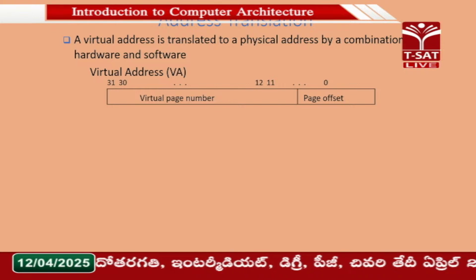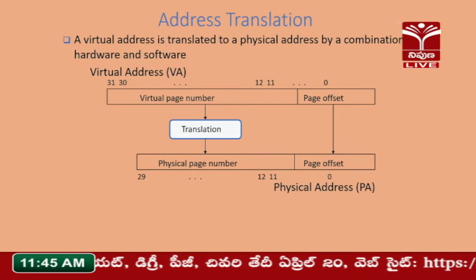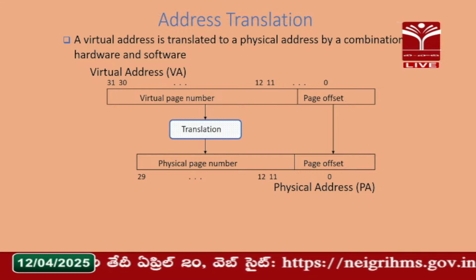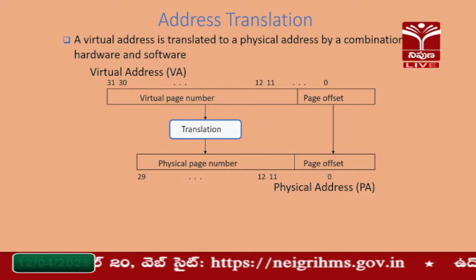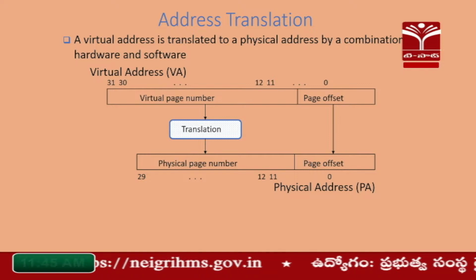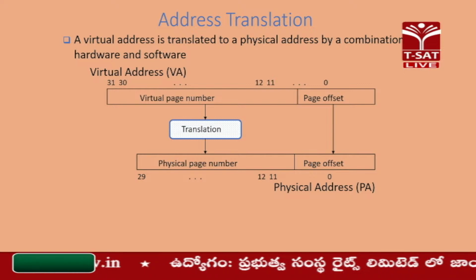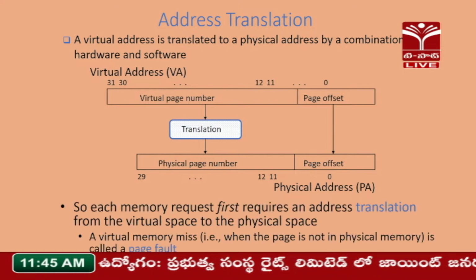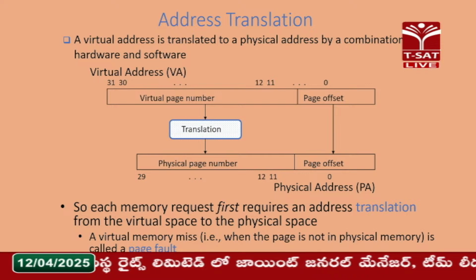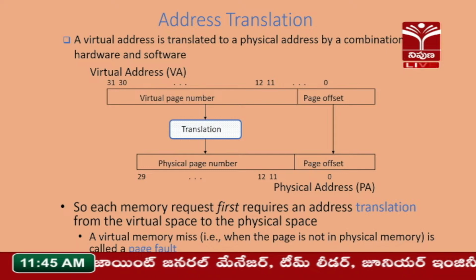So the address translation happens every time. As I mentioned, the OS is only looking at the virtual address space. The hardware actually takes care of translating the virtual address to the physical address, and the physical address is what the CPU understands, because that's the hard-coded address for the DRAM. So every memory request coming from the CPU requires address translation from the virtual space to the physical space.